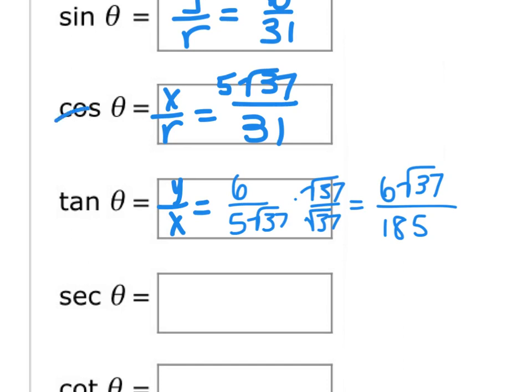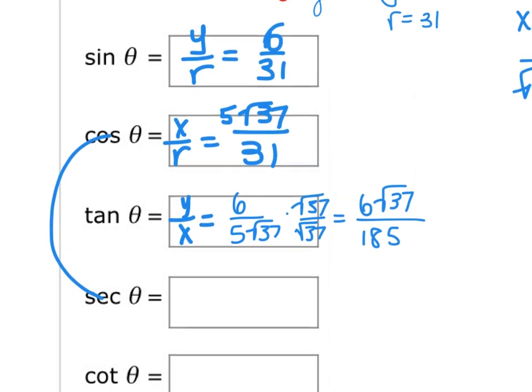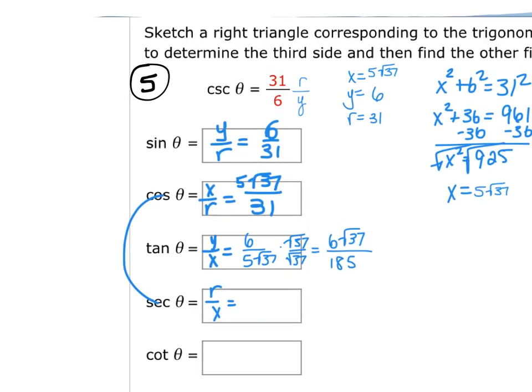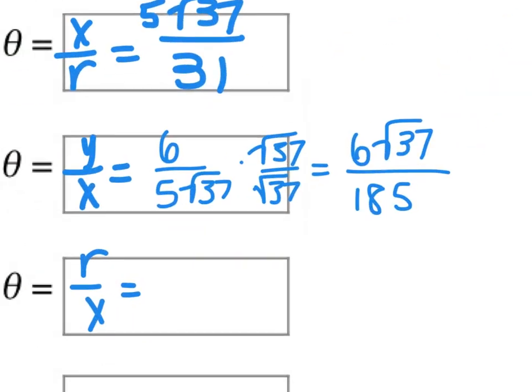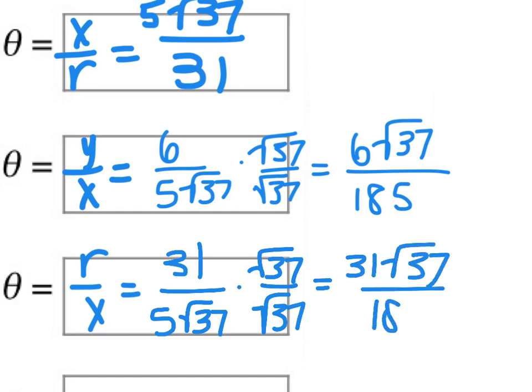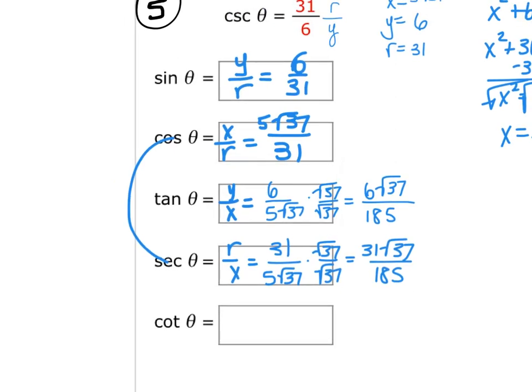All right, secant, secant goes with what? Secant goes with cosine. You guys got to get on top of that. So it's R over X. So it's what over what? R over X. 31 over 5 root 37. Yeah. Rationalize. 31 root 37 over, what's 5 times 37? 185. Good.